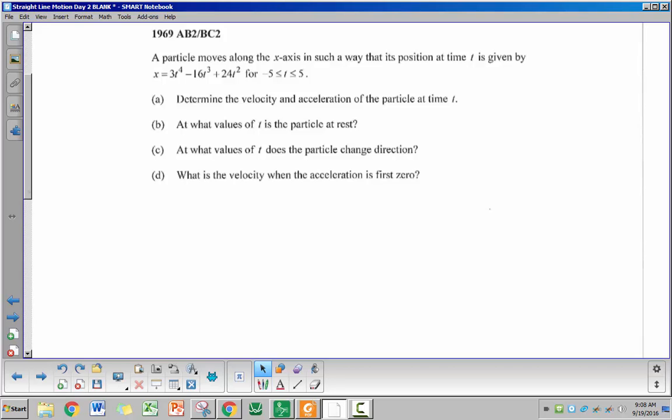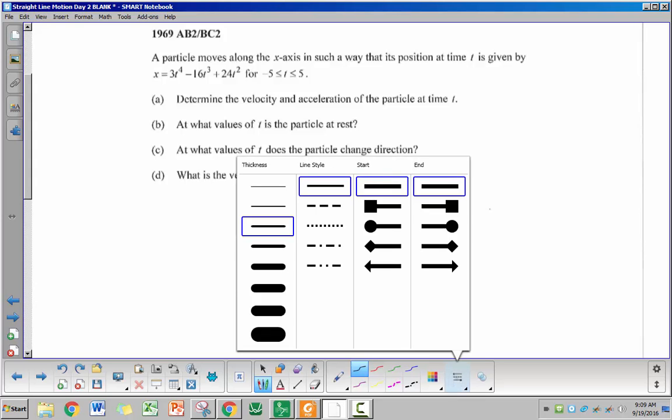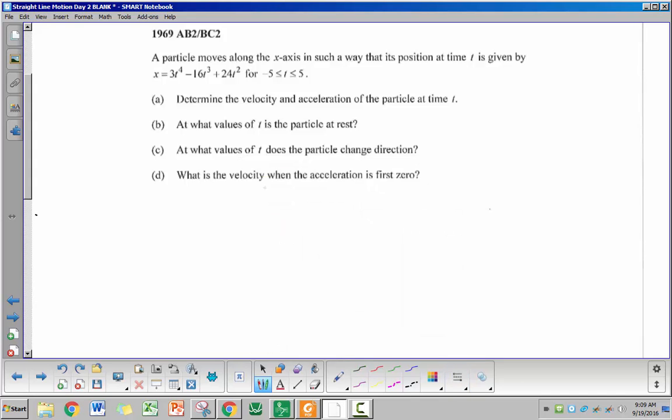The particle moves along the x-axis in such a way that its position at time t is given. So they're giving us a position. It's moving horizontally, so they made it x. Part A says determine the velocity and the acceleration of the particle. Well, what do we have to do that? That's right. So part A is really nice. If x is equal to 3t to the 4th minus 16t cubed plus 24t squared, I'm going to notice this is a closed interval. Just note that.